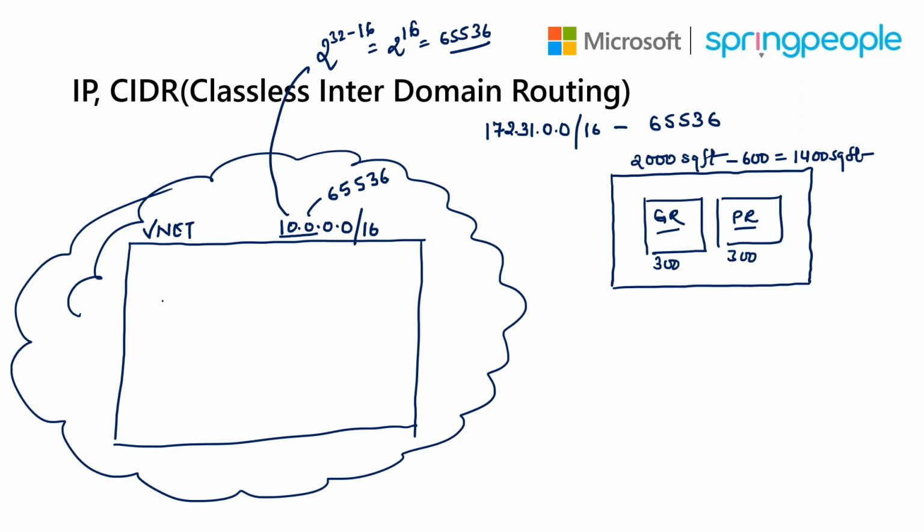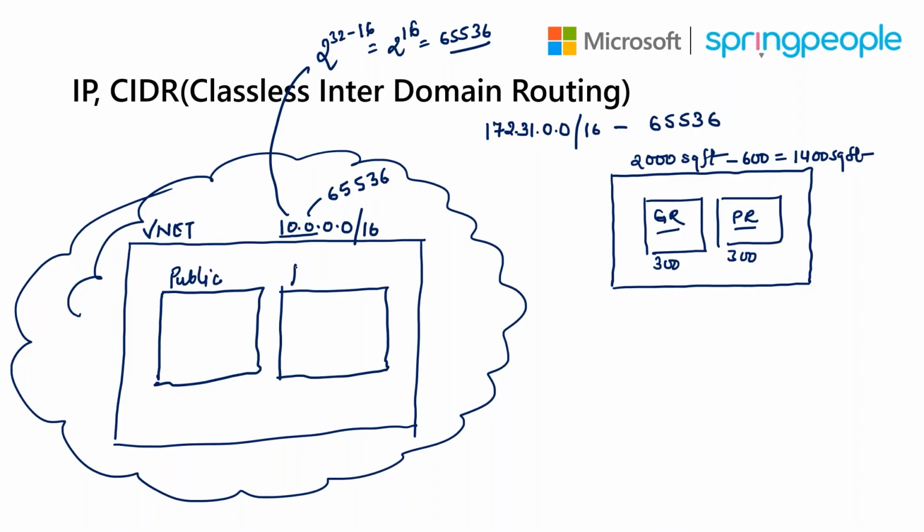Exactly in the same sense, the rooms you create in a VNet are called subnets. So we call them subnets. Now I'll create subnets. I'll create a public subnet. So the public subnet is my guest room, and the private subnet is where only I, my organization, can access, not the public.